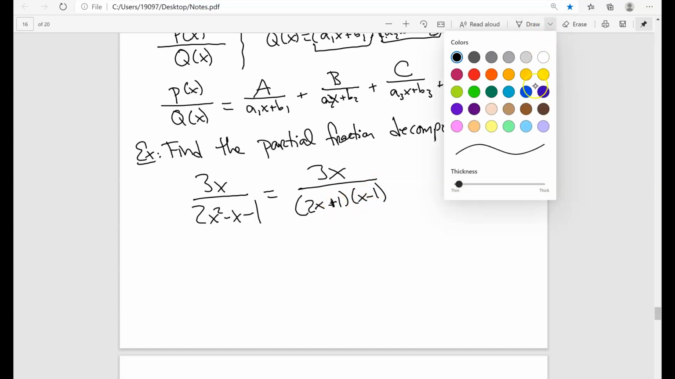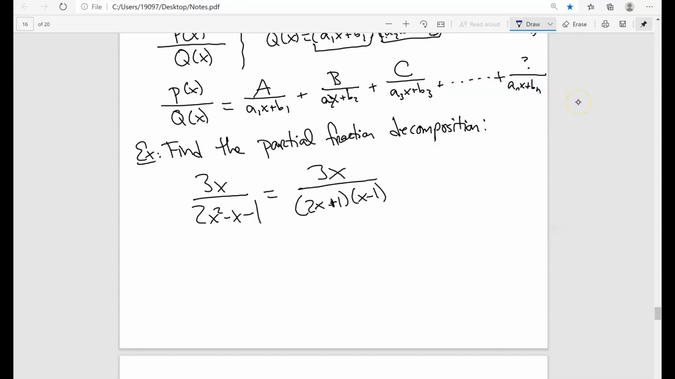So whenever you have two linear factors, notice how we have it here that these were all linear factors. What you're going to do is set this equal to A over the first factor, 2x + 1, plus B over the second factor, x - 1. Order doesn't matter. You can put the x - 1 under the A and the 2x + 1 under the B. So the goal here is to figure out what A is and what B is.